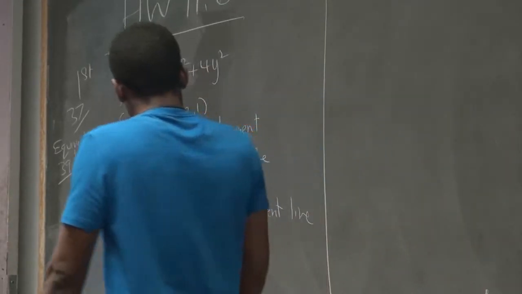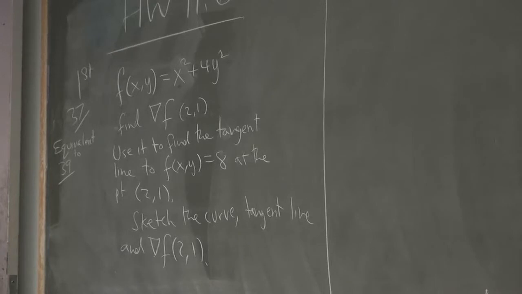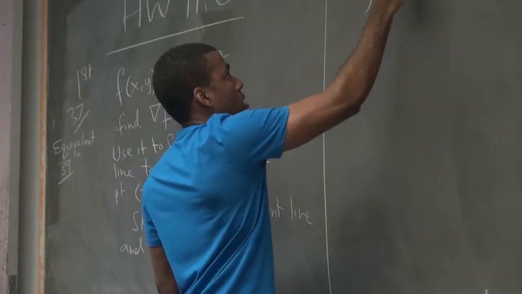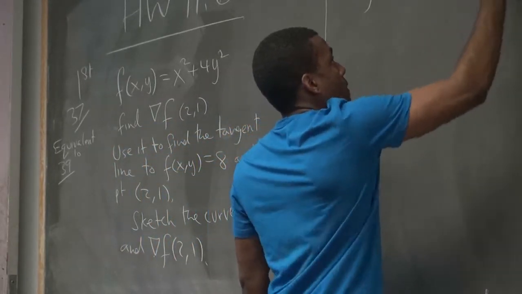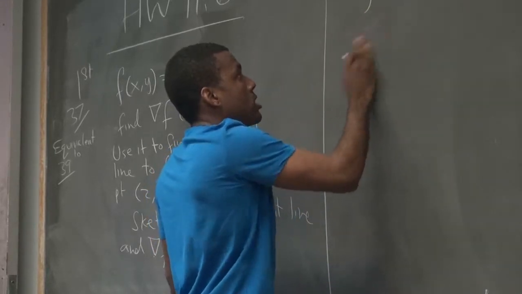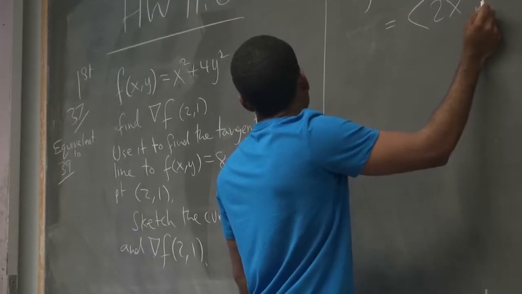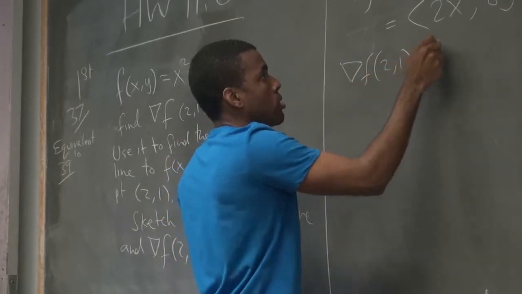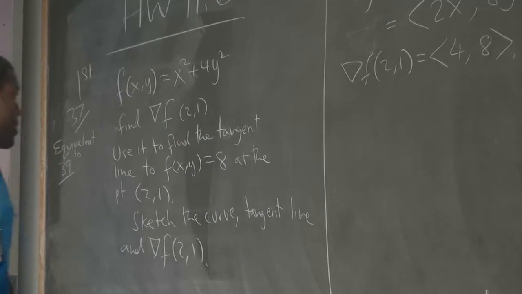Okay, so they wanted us to sketch the curve and the tangent line? Sketch the curve with the tangent line and the gradient vector, all on the same graph. Okay, so how would we start here? First, we can find the gradient vector, which is, what's the formula for it? F sub x, F sub y. Okay, the partials. All right, so the gradient here is equal to 2x, 8y. Right? So then your gradient vector at the point 2, 1 would be the vector 4, 8. Okay, so we have found that.